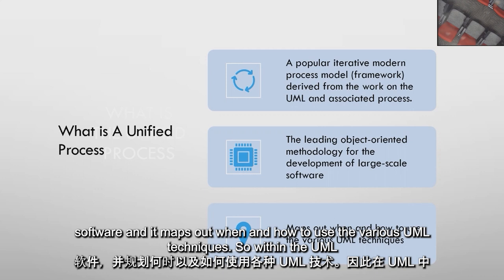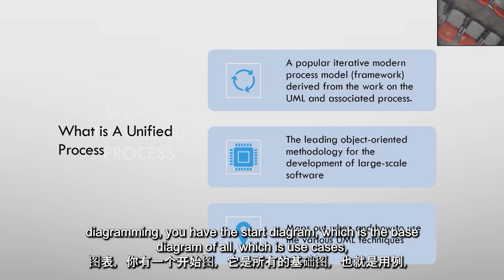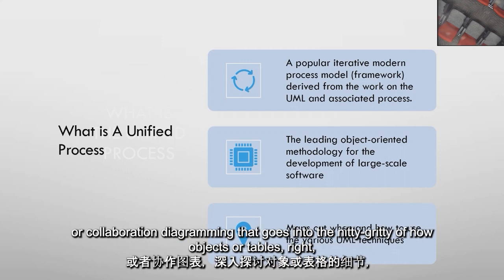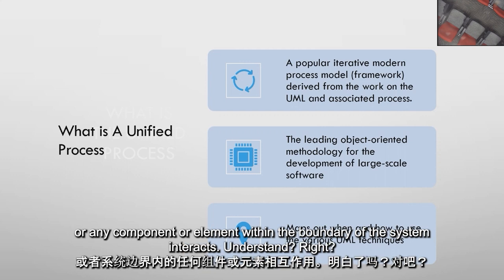So within the UML diagramming, you have the start diagram, which is the base diagram of all, which is use cases. And then you can even go down to what we call sequence diagramming, or activity diagramming, or collaboration diagramming, that goes into the nitty-gritty of how objects or tables, or any component or element within the boundary of the system interact. Understand, right?